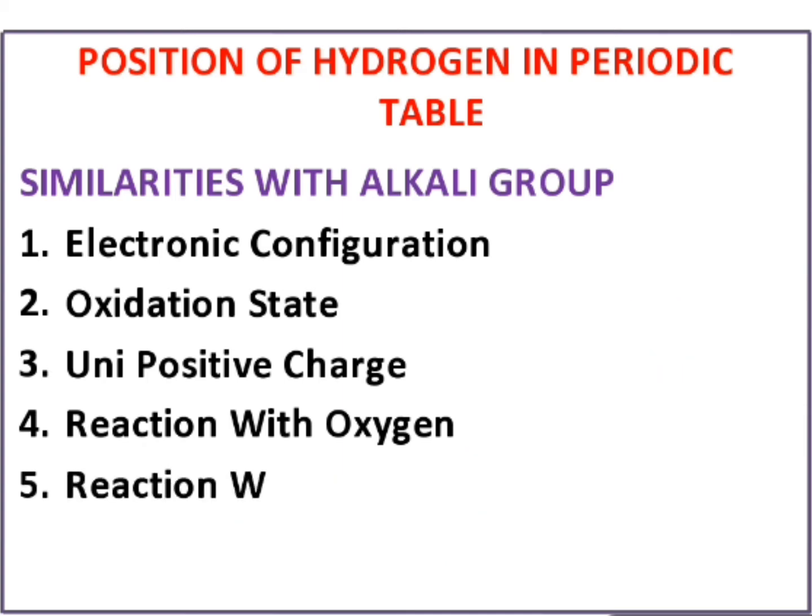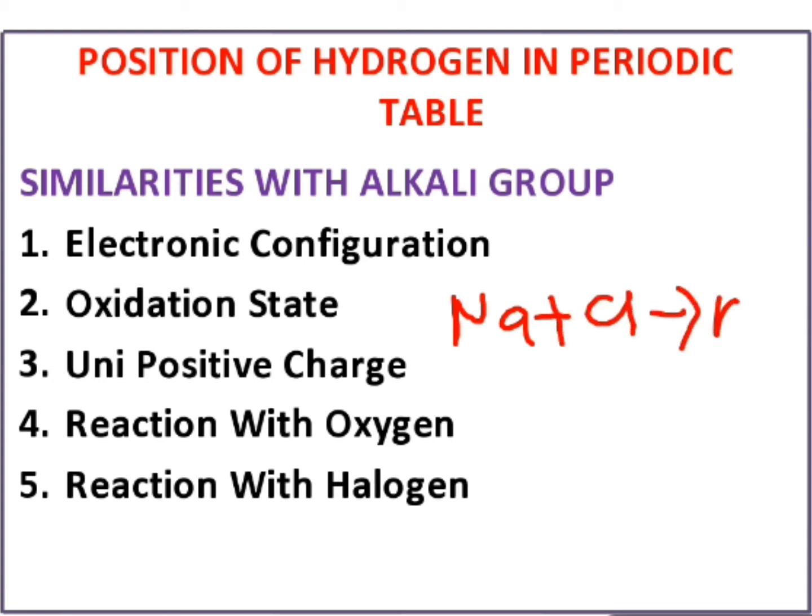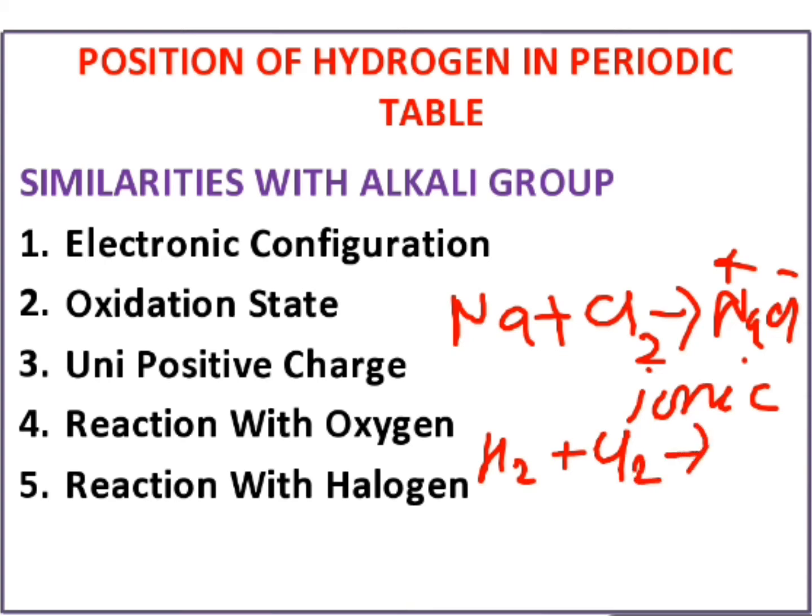And last is reaction with halogen. In reaction with halogen, if sodium reacts with chlorine, it forms NaCl. In NaCl, sodium is positively charged and chlorine is negatively charged, so this is an ionic compound. H2 plus Cl2 form HCl. Again, H plus and Cl minus means again both are ionic compounds. So both the alkali group elements and hydrogen form ionic compounds with halogens.